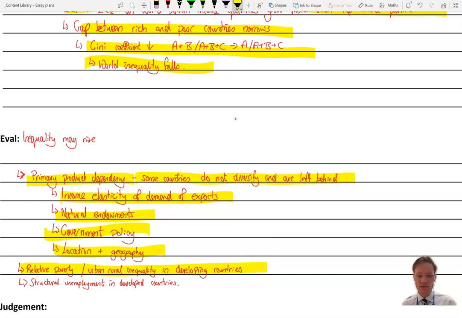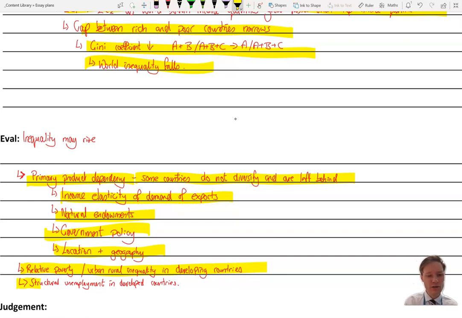I think it's quite nice also to argue that actually, rather than just inequality in the world, we might have relative poverty within nations. So we tend to see very big urban-rural inequality in developing countries. Shanty towns, for example, the Lewis model, moving farmers to factories in cities, results in big inequality.